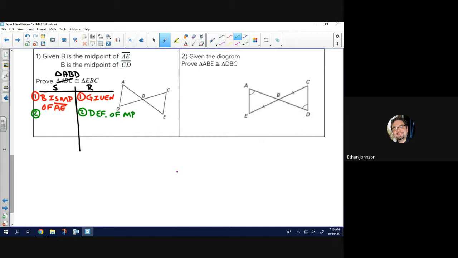Midpoint is just like bisect. It splits a segment in half. So it says B splits AE in half. So I know that AB is congruent with EB. And I'll mark it on my diagram. Three, well, we have a next given. B is midpoint of CD.